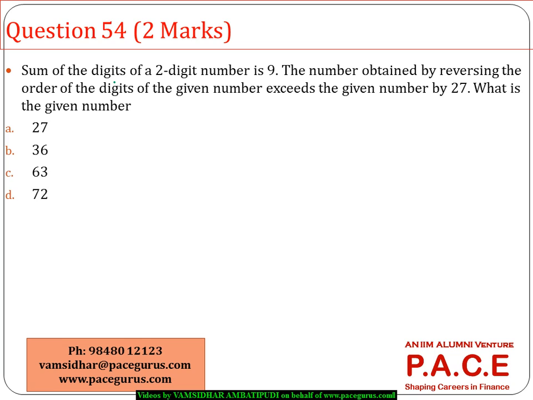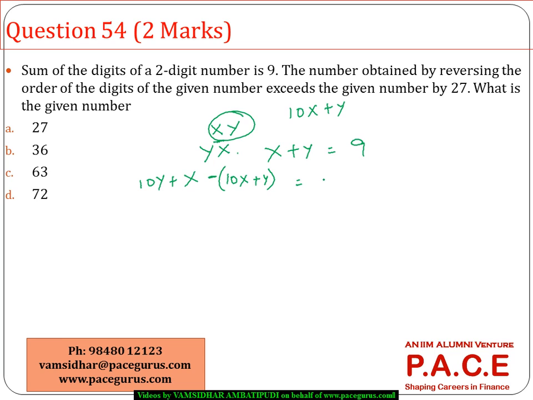The sum of the digits of a 2-digit number is 9. So let the 2-digit number be xy. The sum of the digits will be x plus y, which is equal to 9. The number obtained by reversing the order of the digits, so yx. The initial value of this number is 10x plus y. The new number is becoming 10y plus x. It exceeds the given number by 27. So if I subtract the given number, which is 10x plus y, this should become 27.